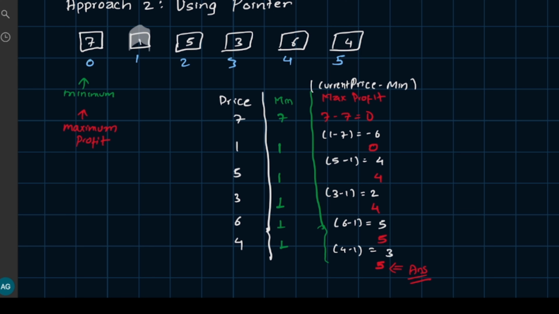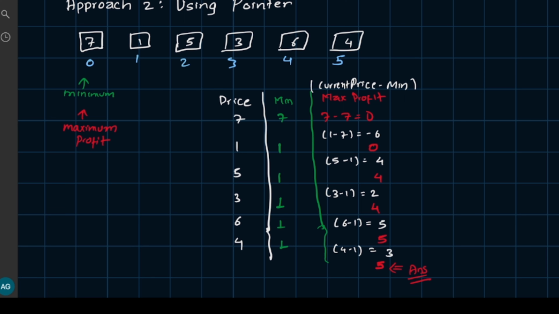And we go to number 1. We see the price is 1 and the minimum is now changed to 1 because 7 is greater than 1. And we calculate the profit, that is 1 minus 7, and we have -6. Since -6 is smaller than 0, we're going to preserve 0 as our maximum profit. Now we go to 5 and our minimum is 1 here because 5 is greater than 1. And we're going to calculate the profit, and the maximum profit is going to be 4 now because 0 is smaller than 4. Likewise, we go to another day and we get the minimum and the maximum profit, and it's gonna be 4 as well.